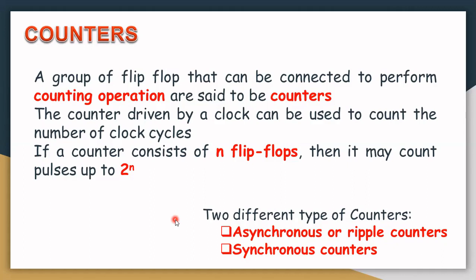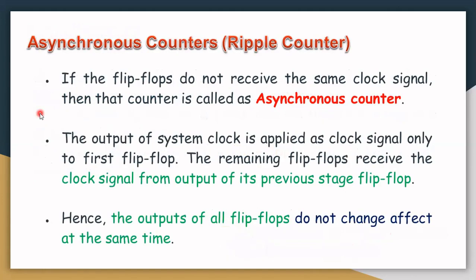Now, the counters are classified into asynchronous or ripple counters and synchronous counters. Let us check the asynchronous counter first. It is also called a ripple counter. If the flip-flops do not receive the same clock signal, then that counter is called an asynchronous counter. The output of the system clock is applied as clock signal only to the first flip-flop.